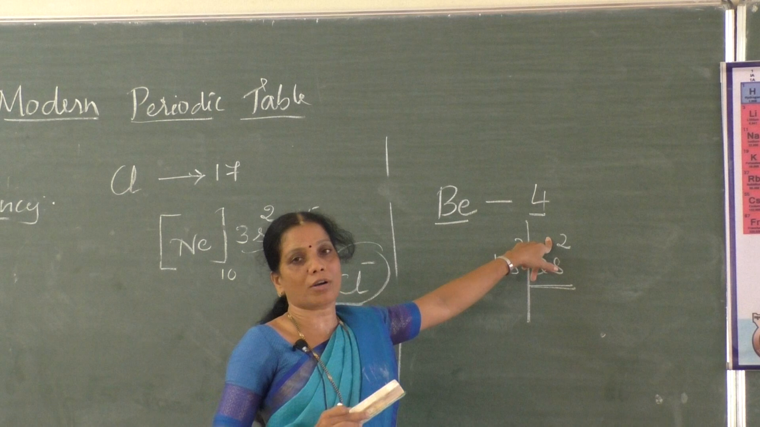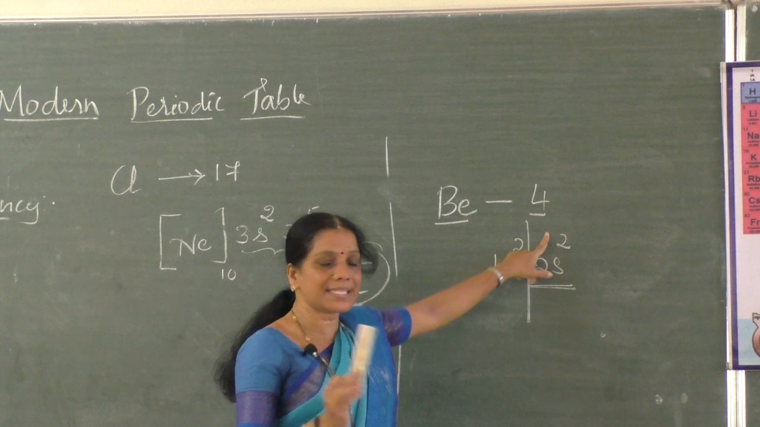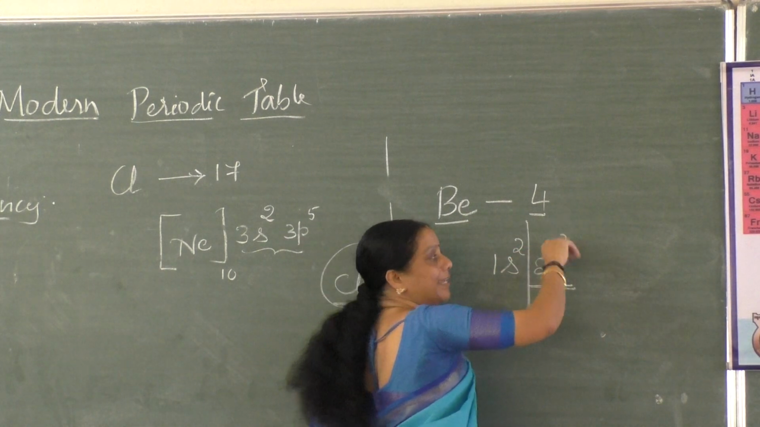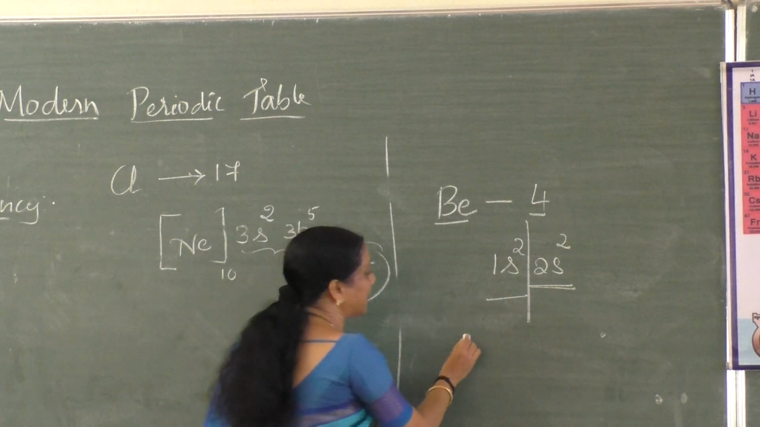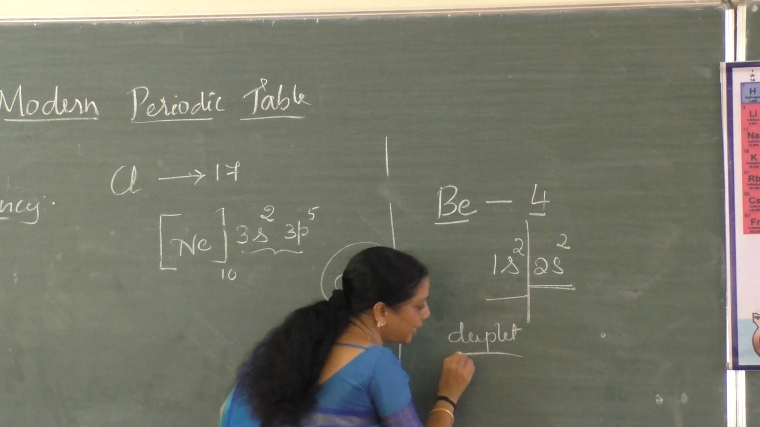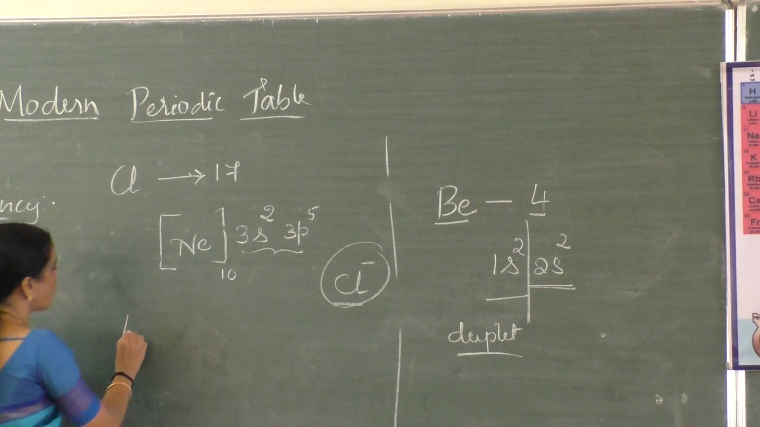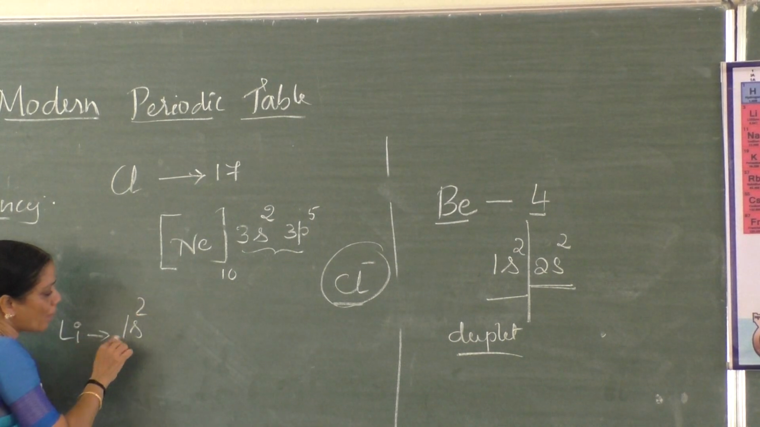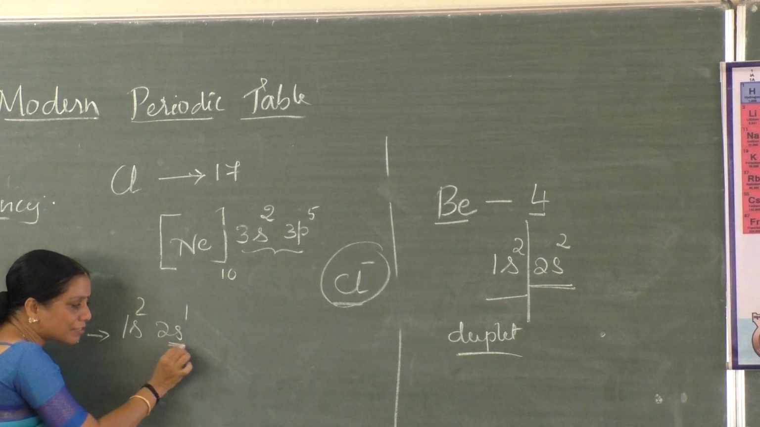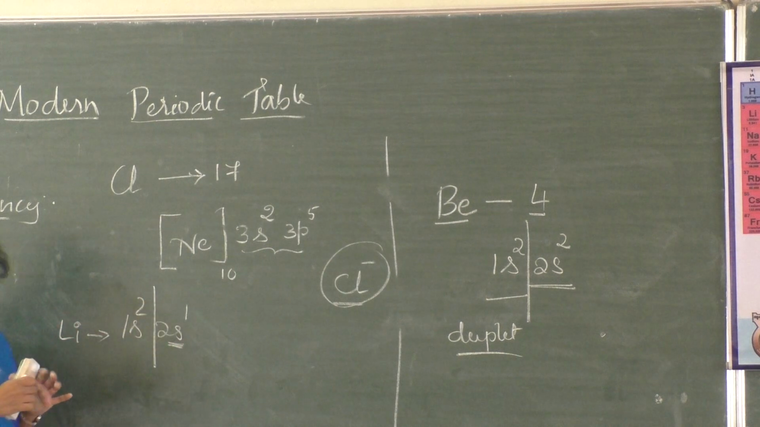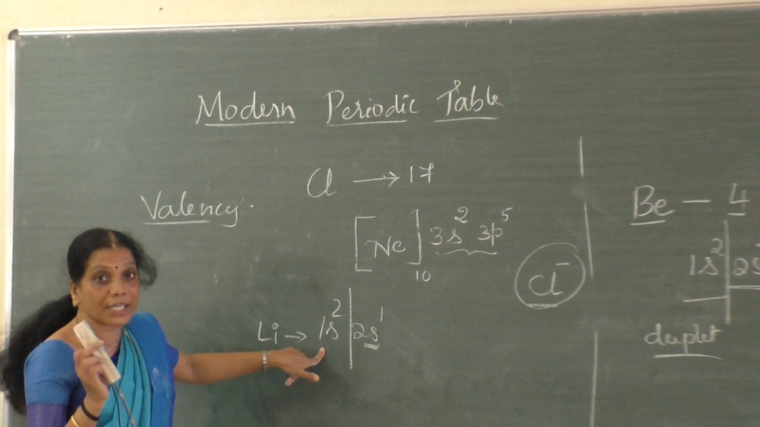Is it easy to reach the octet state by gaining extra 6 electrons? No, isn't it? That means it is easy to donate these 2 electrons, thereby it can reach not the octet state, it can reach the duplet state. Here also lithium, you can consider 1s2 and 2s1. Not easy to reach the octet state, but after the loss of this single electron, it can reach the noble gas helium configuration, that is the duplet state.